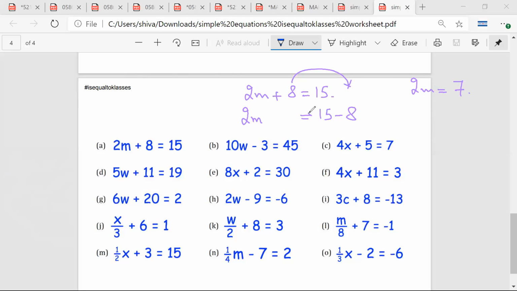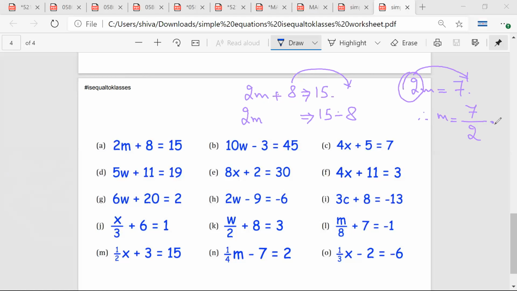Once we have done enough practice, what I'll start saying is that this plus 8 will go on this side. When it crosses the is equal to, this plus becomes minus. Similarly, this 2 is multiplied on this side, but when it crosses the is equal to, it becomes 7 divided by 2. Is there any confusion?